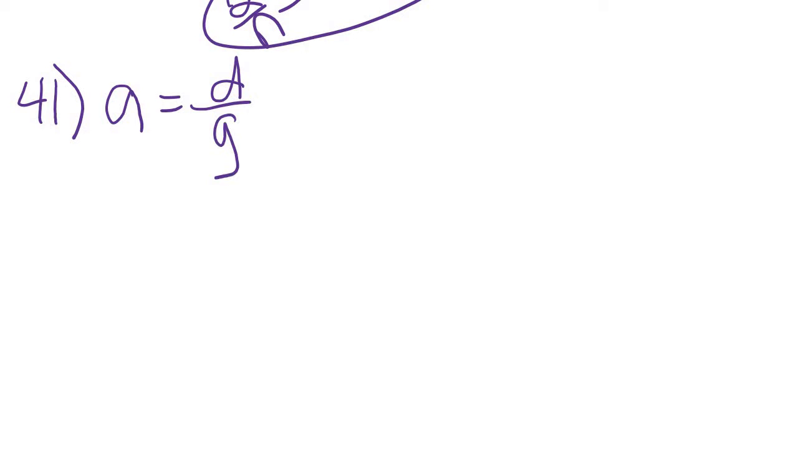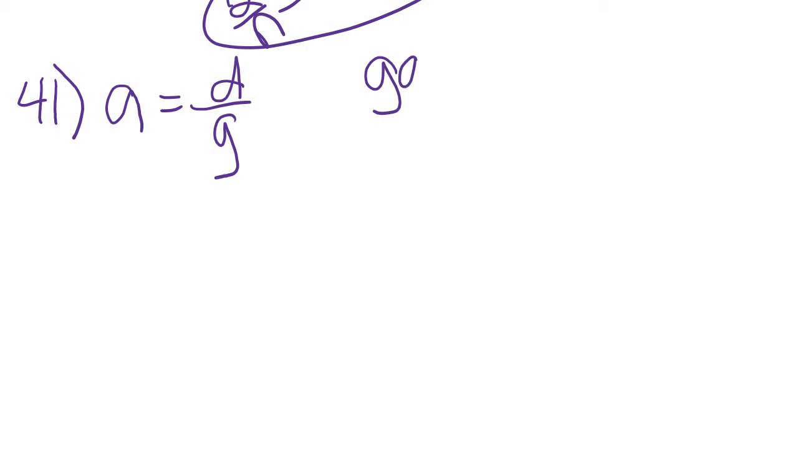All right, now let's see 41. So the formula A equals D over G gives the average gas mileage A of a vehicle that uses G gallons of gas to travel D miles. Use the formula to find out how many gallons of gas a vehicle with an average gas mileage of 22 miles per gallon will use to travel 75 miles. All right, so let's see.